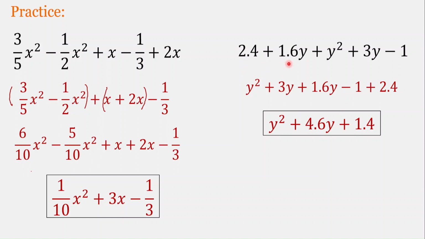And finally, working with decimals, we have one y squared term, a couple y terms, and then a couple constants. We end up with y squared plus 4.6y plus 1.4.